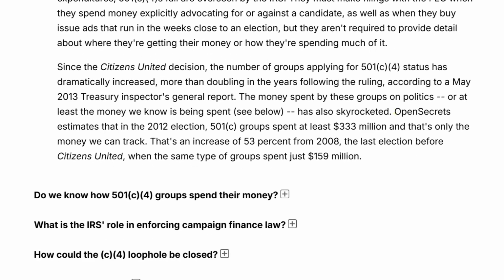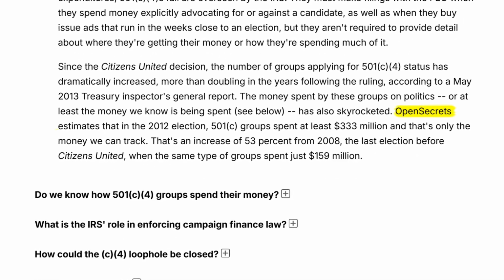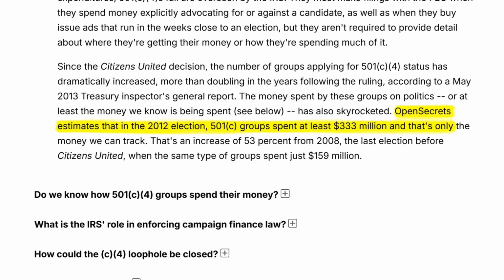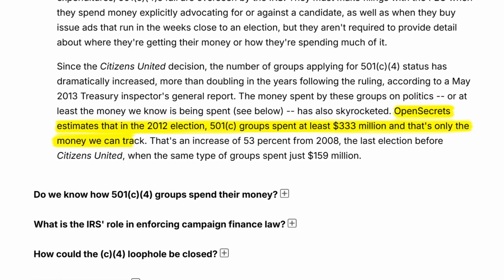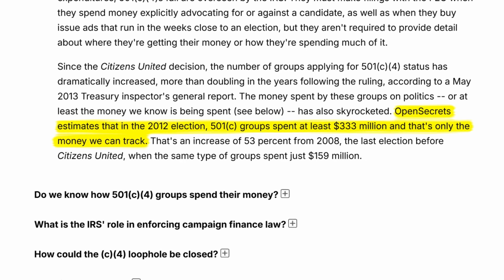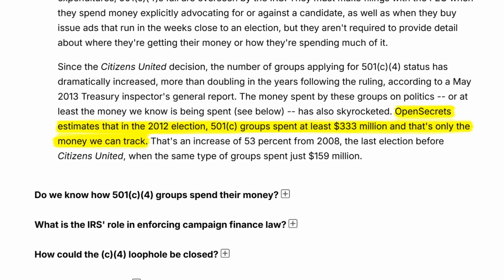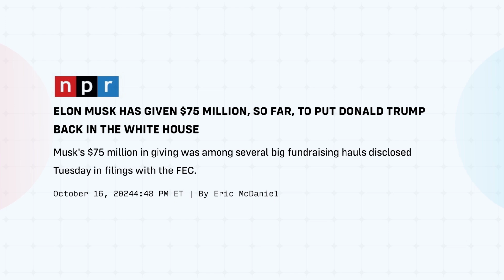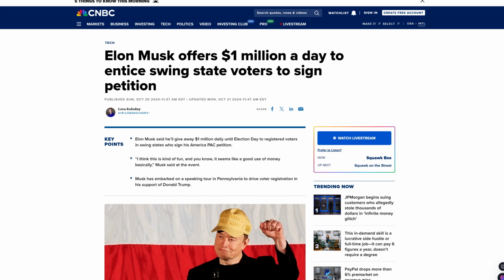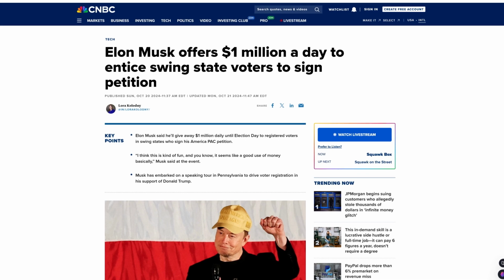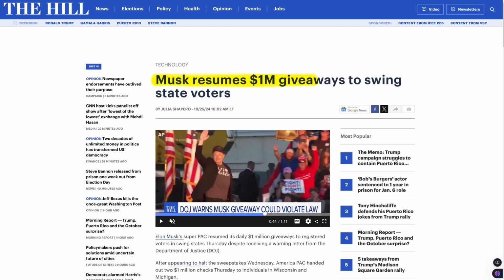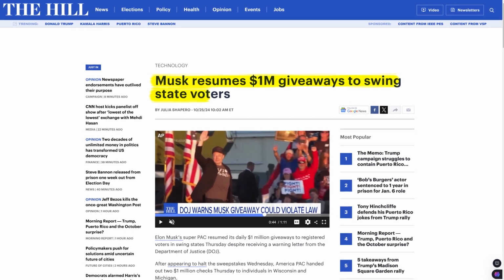Open Secrets estimates that in the 2012 election, at least $333 million of dark money from 501c groups was spent, all without voters knowing where that money came from or what special interests might be pulling the strings. Of course, not all contributions and funding are anonymous, and some actually prefer it to be public. Case in point, Elon Musk. Musk made headlines by promising to give away $1 million a day to a random person in the swing states who is registered to vote and signs a petition tied to a super PAC supporting Trump.